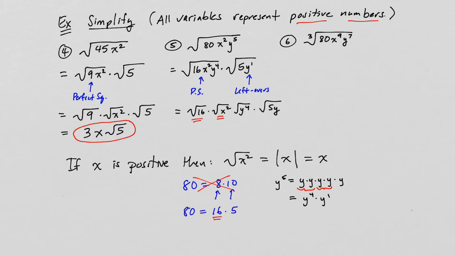Each one of these simplifies because they are all perfect squares. We know the square root of 16 is 4. The square root of x squared is normally the absolute value of x, but x is a positive number, so it's just x. And the square root of y to the fourth is y squared, right? Because y squared squared equals y to the fourth. And then we have radical 5y left over. And this is our simplified radical.